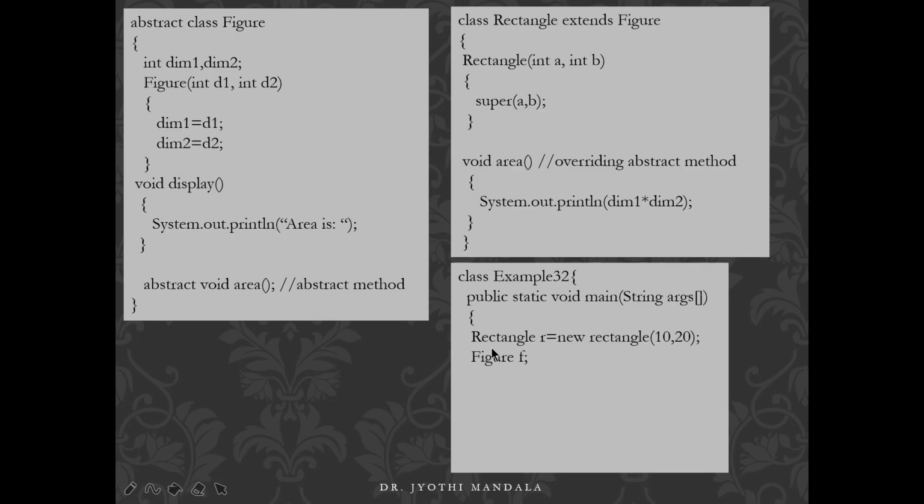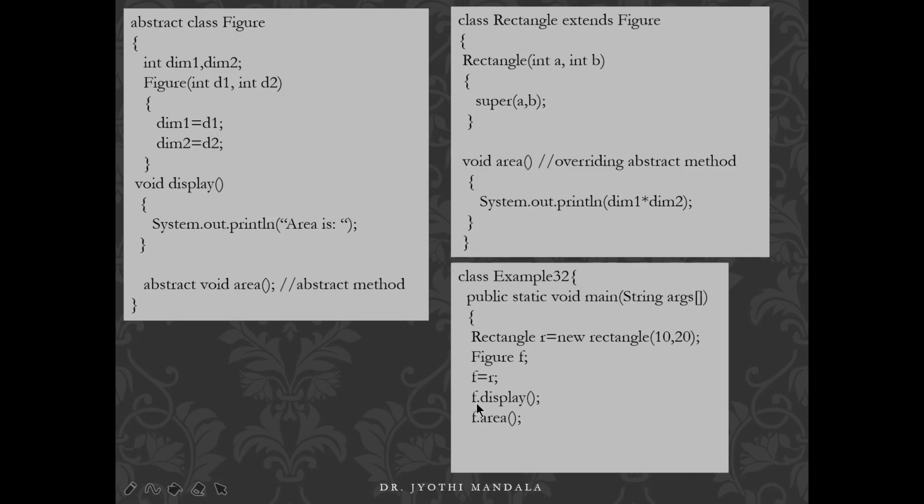Now I am creating a reference variable for the superclass. So figure, you know the meaning of this one. A superclass reference variable can refer to a subclass object, which is called dynamic method dispatch. We learned in our last class. Now I am creating the reference variable of my superclass, and f can now refer to a subclass object. That means a superclass reference variable can refer to a subclass object, that we already know.